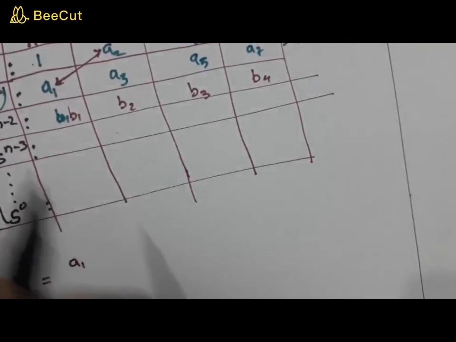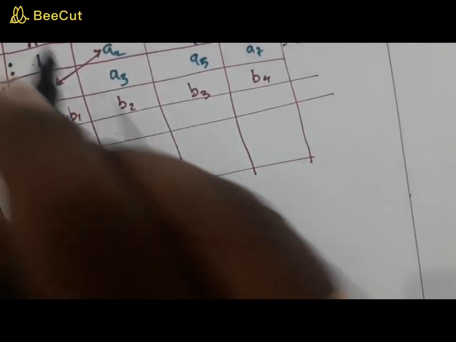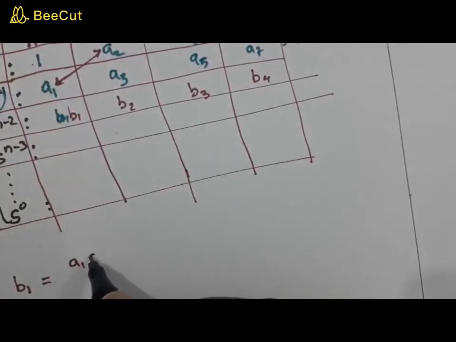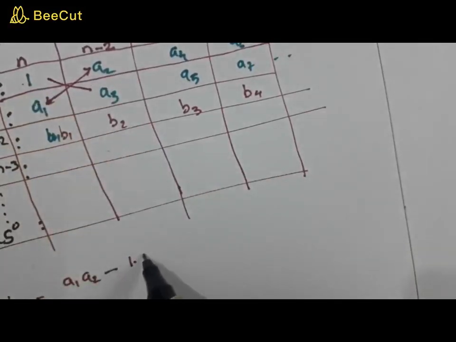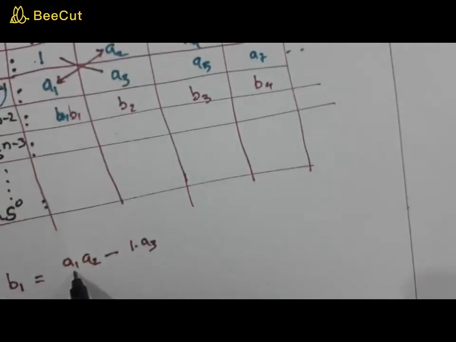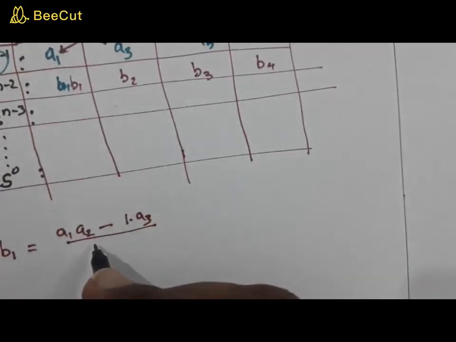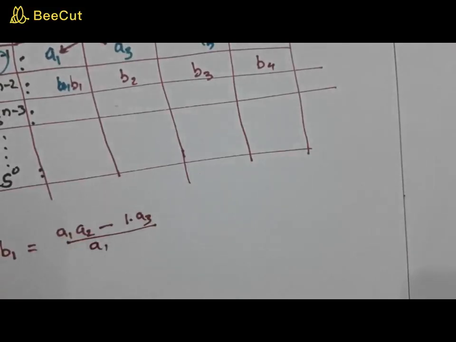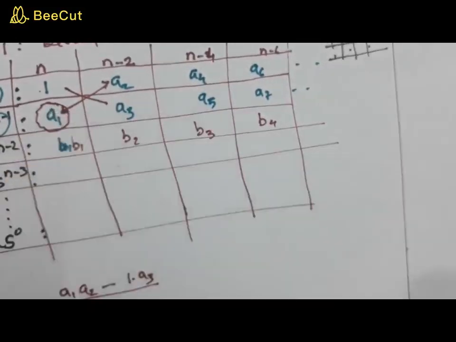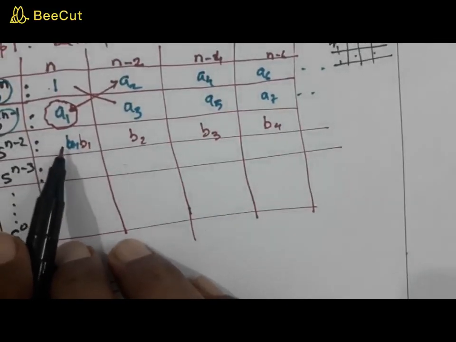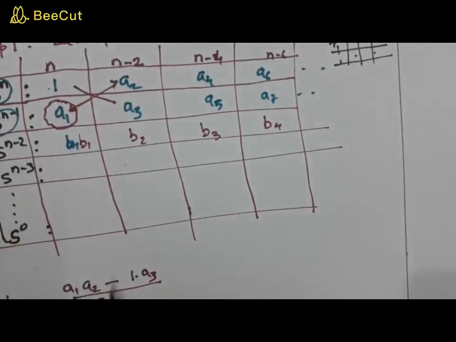a1 into a2. It sounds similar to a determinant, right? a1 into a2 minus a1 into 1 into a3, divided by a1, right? So this is the base element for this row. I will explain why I call that a base element.